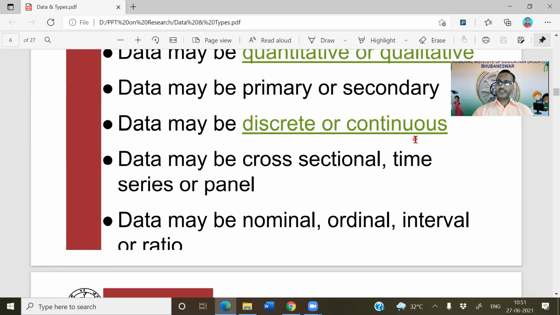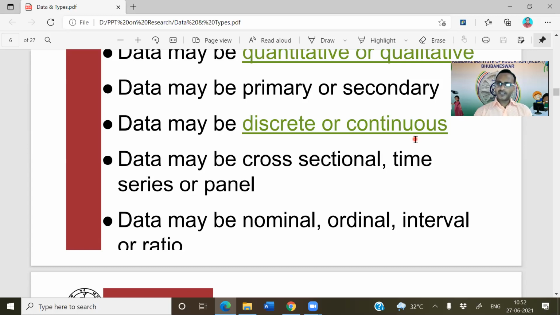Further, data can be cross-sectional, data can be time series, data can be panels. So this classification of data is based on time. You say time series data. Time series data means, suppose you want to collect data about the enrollment and retention of primary school students in the last 5 years. That is time series data. Data collected over time is a time series or panel.